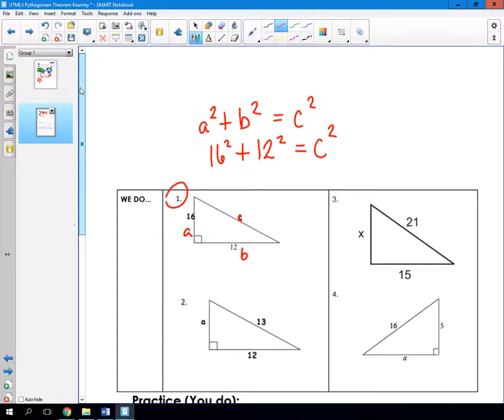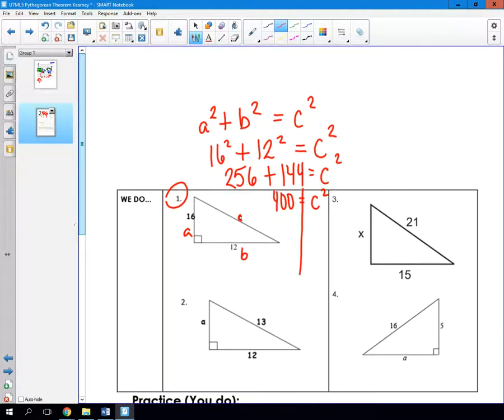So now I'm going to do 16 squared, which is, if you do 16 times 16, 256, plus 12 squared, which is 144. That should give me C squared. Okay, now if we simplify, 256 plus 144, I get 400 equals C squared. So if we square C, that should give me 400. So just like we talked about when we're solving an equation, we're trying to get C by itself. And right now, I don't know what C is. I know what C squared is. So I want to solve for C.